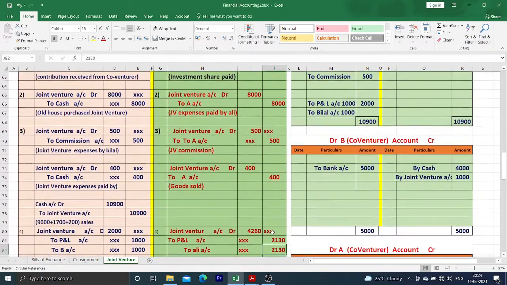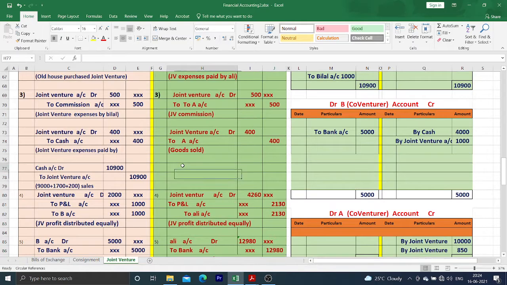Next, sales money received. So this money also received by A. In B books, we are writing A account data to joint venture account. Amount is 10,000. So narration, goods sold by A, house.